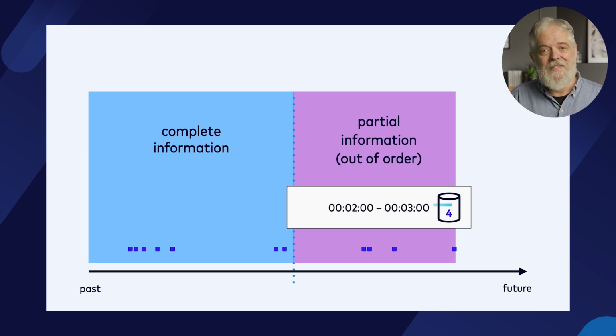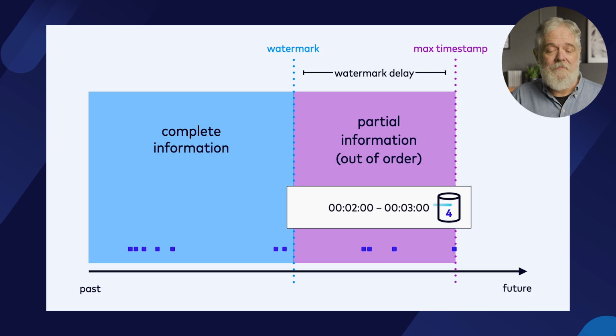In practice, it's impossible to know exactly where the boundary lies between complete and partial information. But the watermark is an estimate of where this boundary lies. Watermarks are generated by subtracting a delay, called the watermark delay, from the maximum timestamp seen thus far in the stream. For example, with a watermark delay of 5 seconds, Flink can correctly handle events that are at most 5 seconds out of order. With a longer delay, you'll be more certain to have complete information before Flink takes action, such as closing windows. But this increased certainty comes at the expense of increased latency.